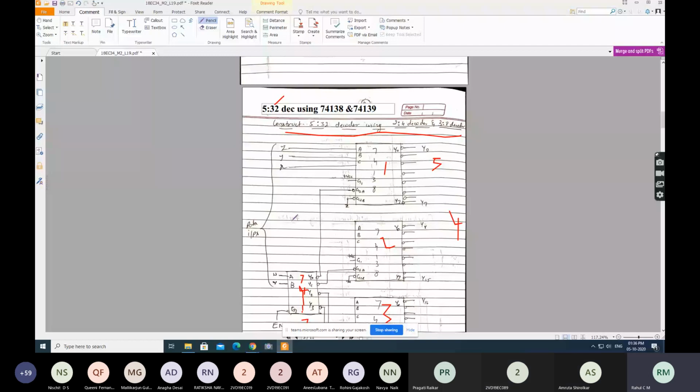Now there are 32 output lines. It makes me wonder how many inputs should be there. 2 raised to what is 32? That you have to find. 2 raised to x is equal to 32. What is x? 5. X is 5. You understanding?